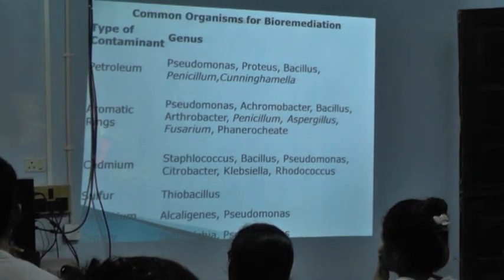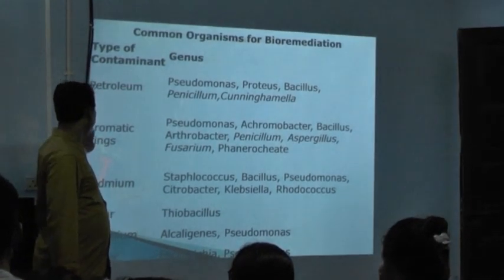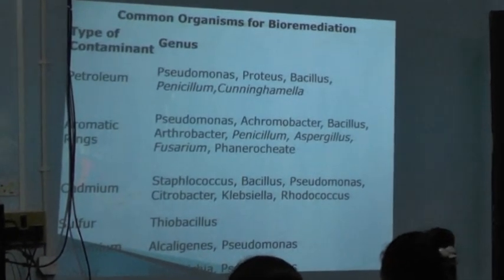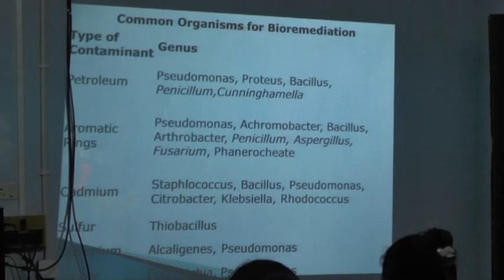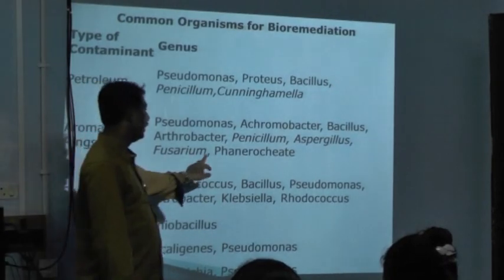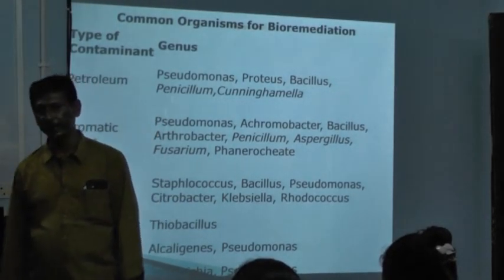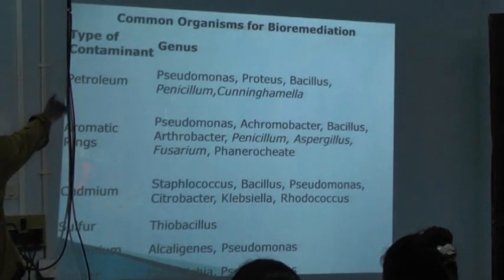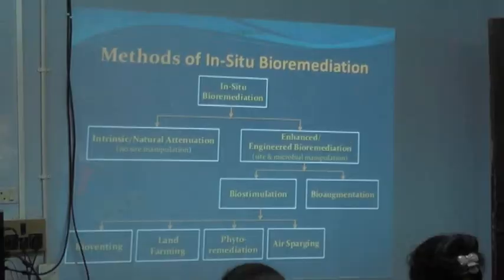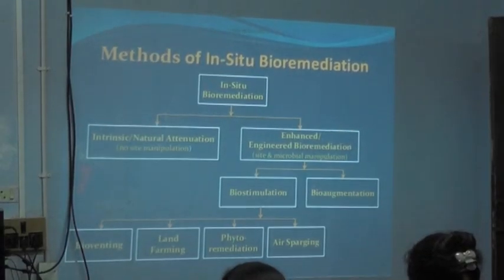Whenever there are aromatic rings, we need to add Pseudomonas. Pseudomonas has the inborn capability to degrade the aromatic ring. Similarly, some fungi have the capability. This is phenolphthalein. And you know, petroleum is also degraded by Pseudomonas, Proteus and some fungi. There are two processes of remediation.